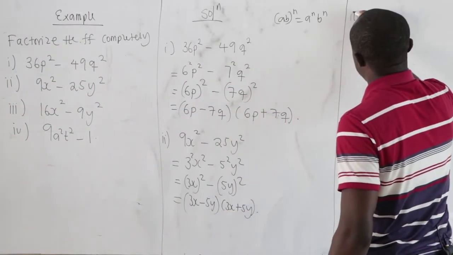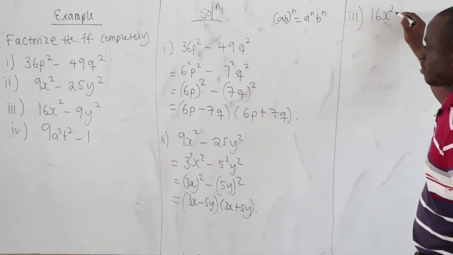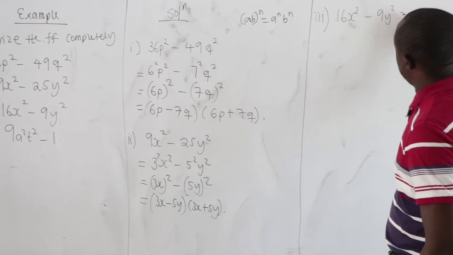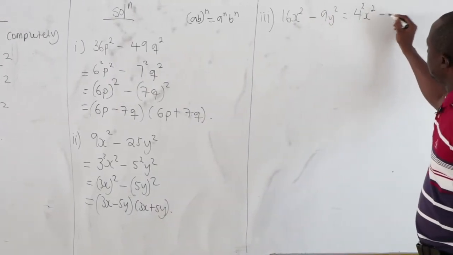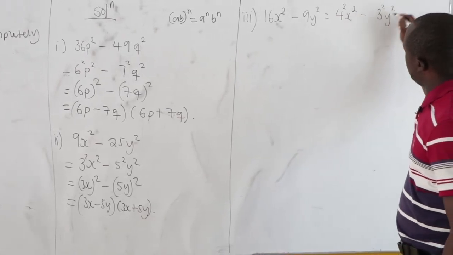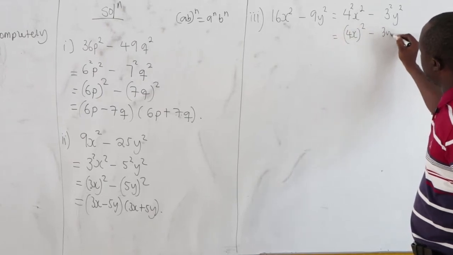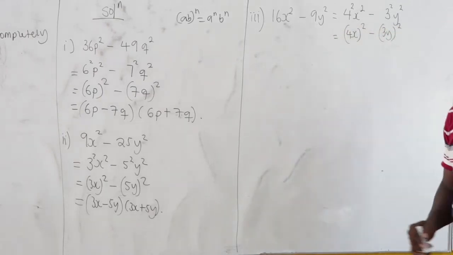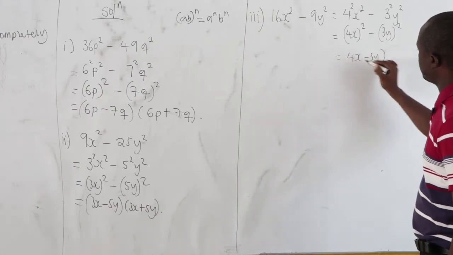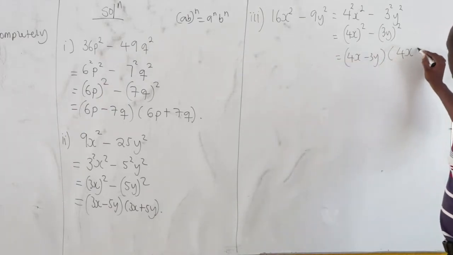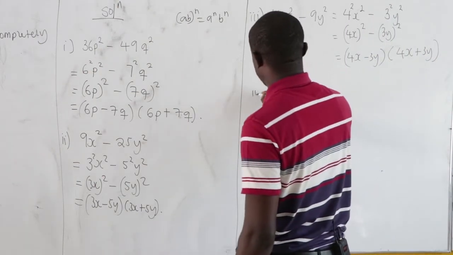Now let's see the third one. We have 16x squared minus 9y squared. Now 16, we can change as 4 squared, and we have x squared minus 3 squared y squared. And this is just (4x) all squared minus (3y) all squared, difference of two squares. So that's (4x minus 3y), (4x plus 3y).